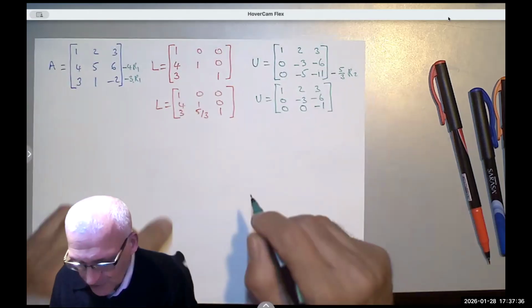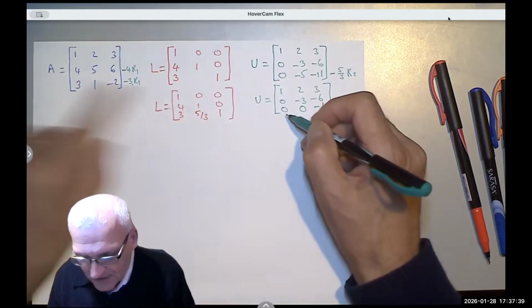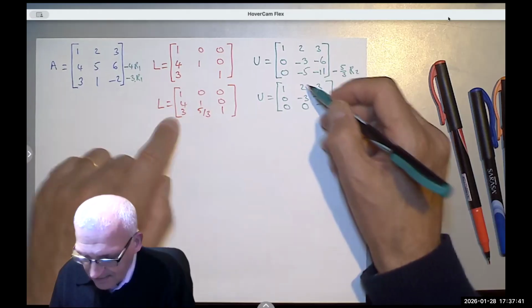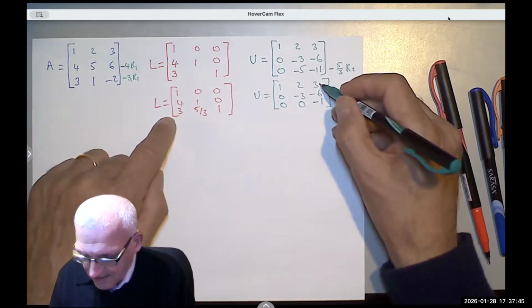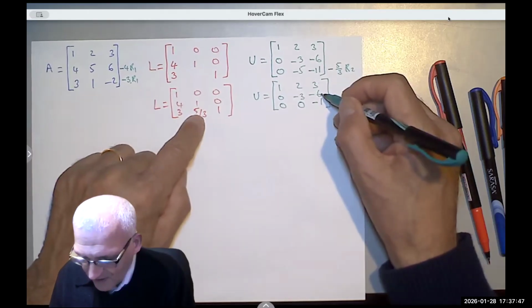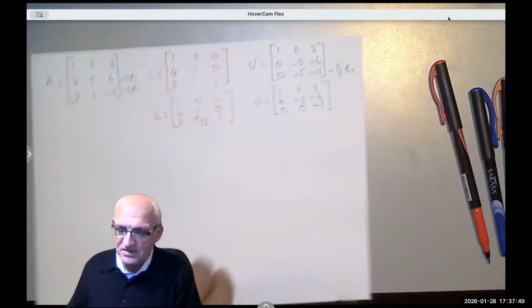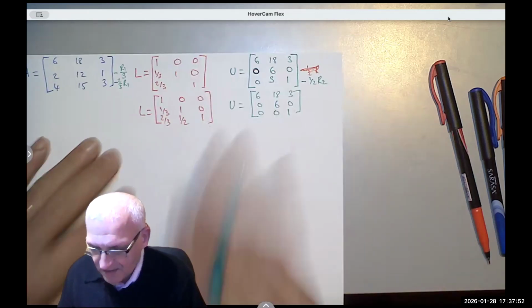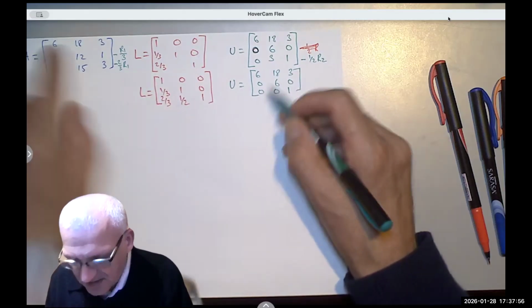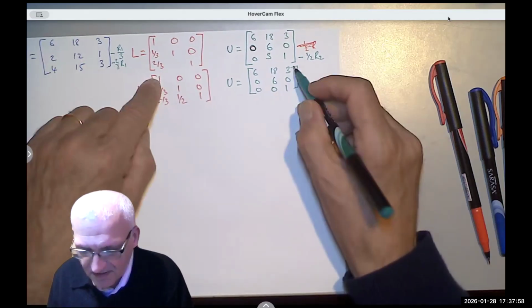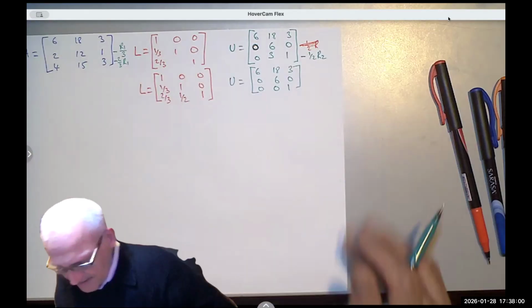How about the third row? 3 plus 0 plus 0 is 3. 6 minus 5 is 1 plus 0 is 1. 9 minus 10 is -1 minus 1 is -2. So this is correct. Let's check this one because it has fractions. 6 and 0 and 0 is 6. 18, 0, 0 is 18. 3, 0, 0. Again, the first row is easy.